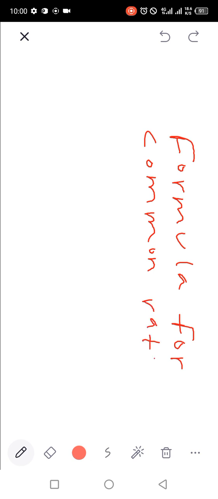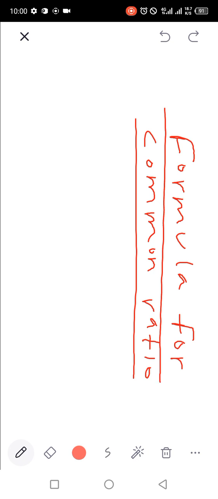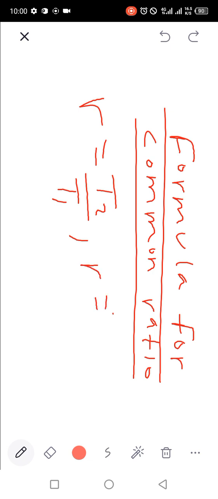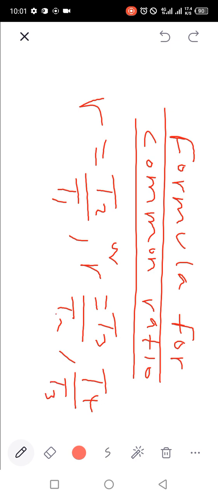Formula for common ratio. When you are finding the formula for common ratio, you say R equals term 2 over term 1. You can also say term 3 over term 2. You can also say term 4 over term 3. The idea is that when there is term 5 on top, at the bottom you have to have term 4.